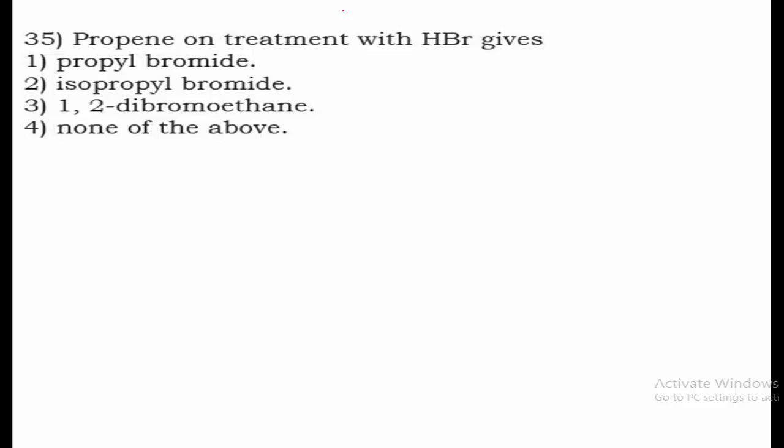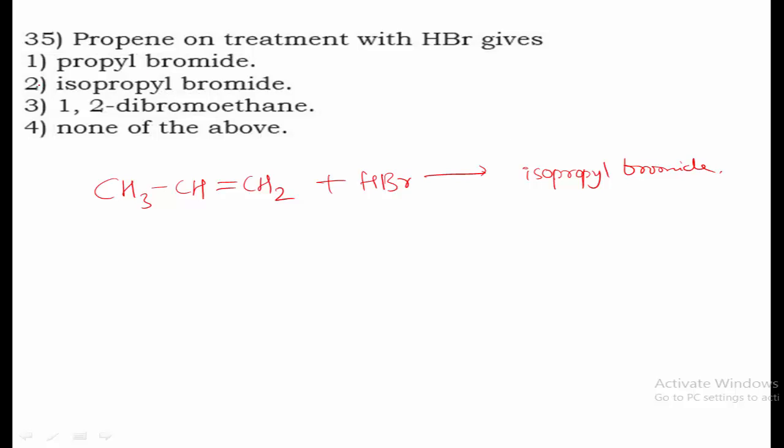35th, propene on treatment with HBr gives. So when propene is treated with HBr, how we can represent the propene? CH3, CH double bond CH2. So this is the propene. When it is treated with HBr, what is the major product here? Isopropyl bromide. So isopropyl bromide will be formed. Okay, so that is the right answer. Option 2 is the right one.